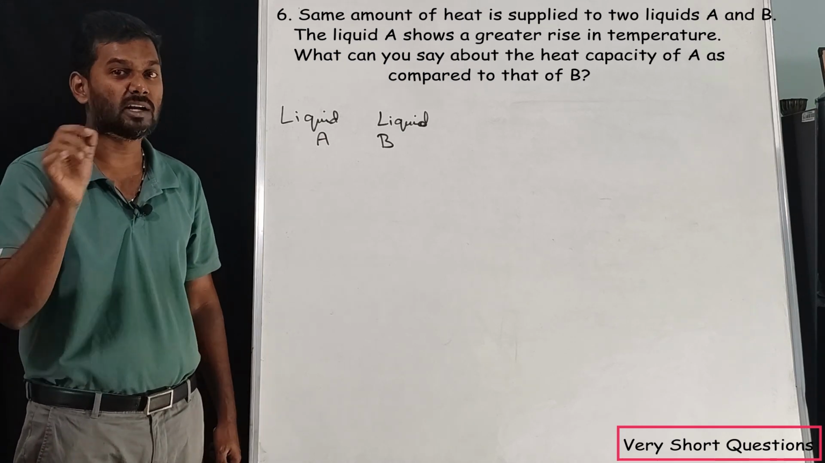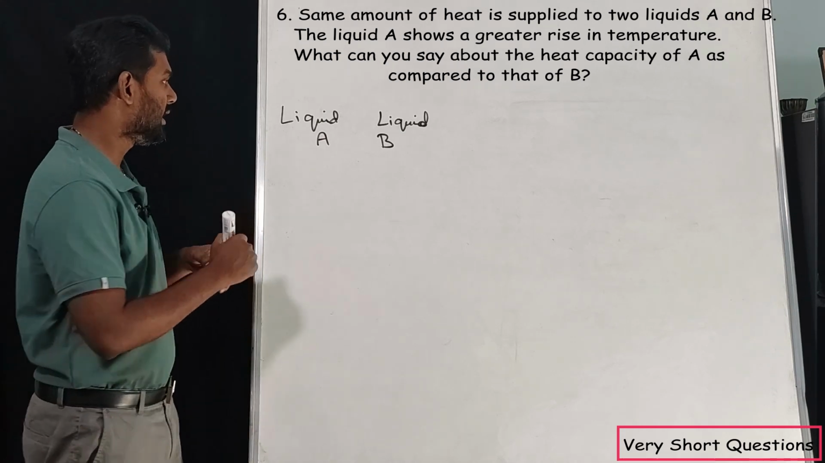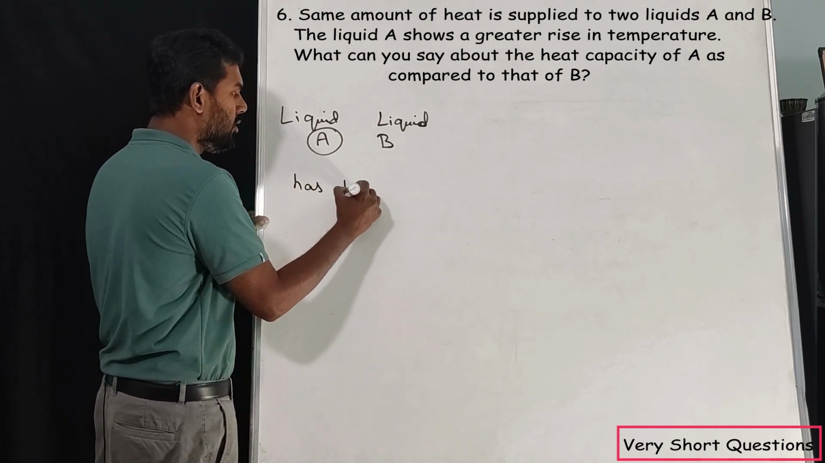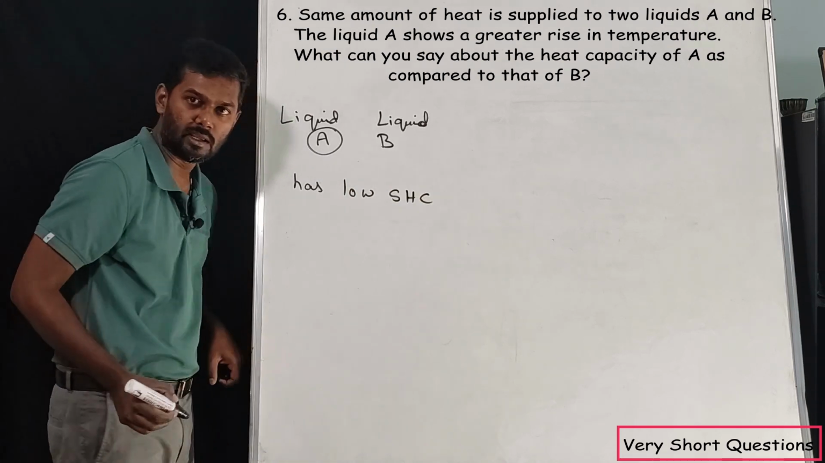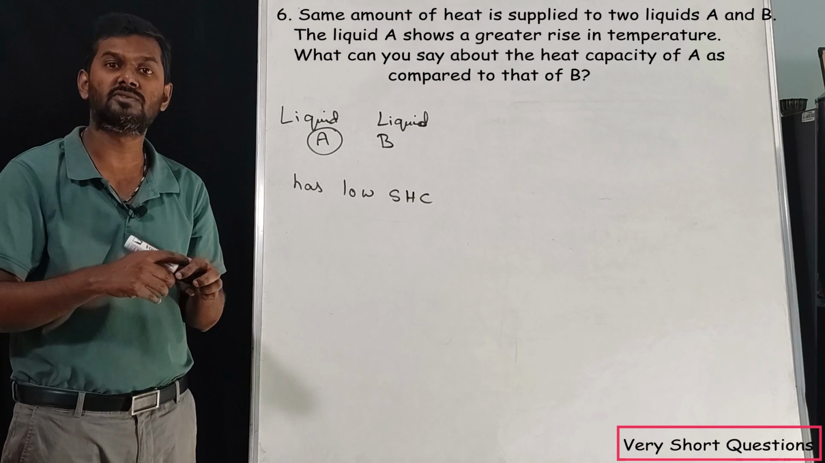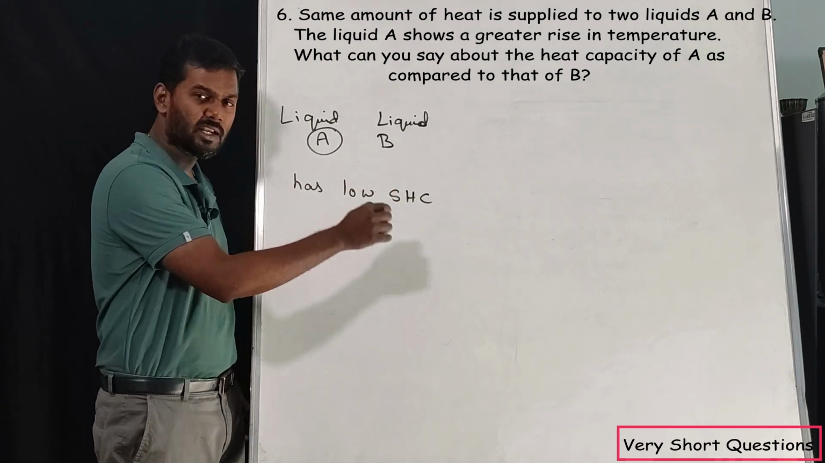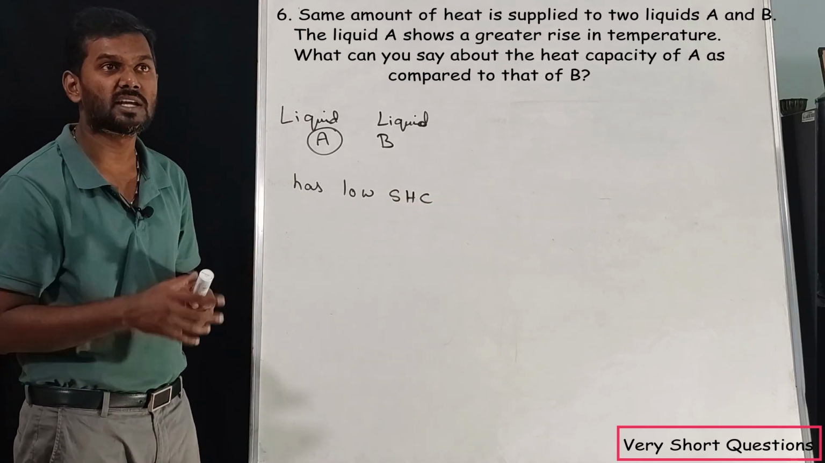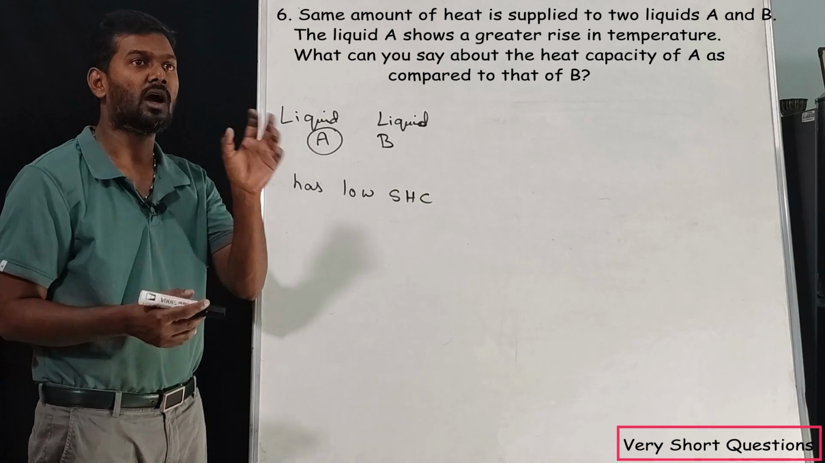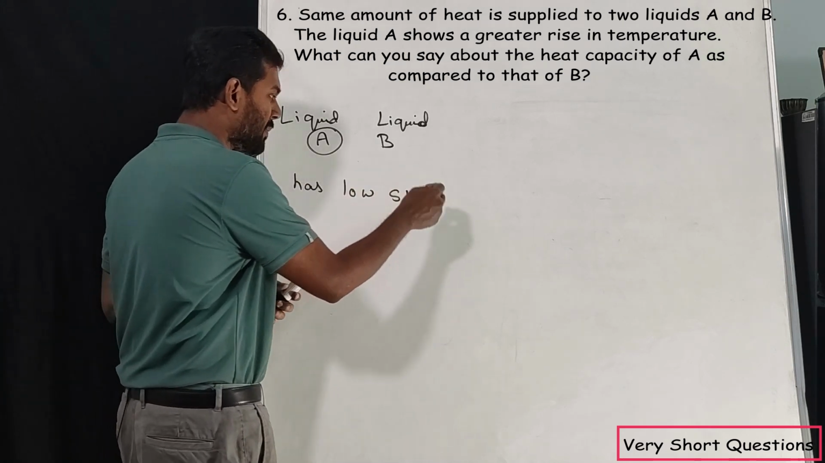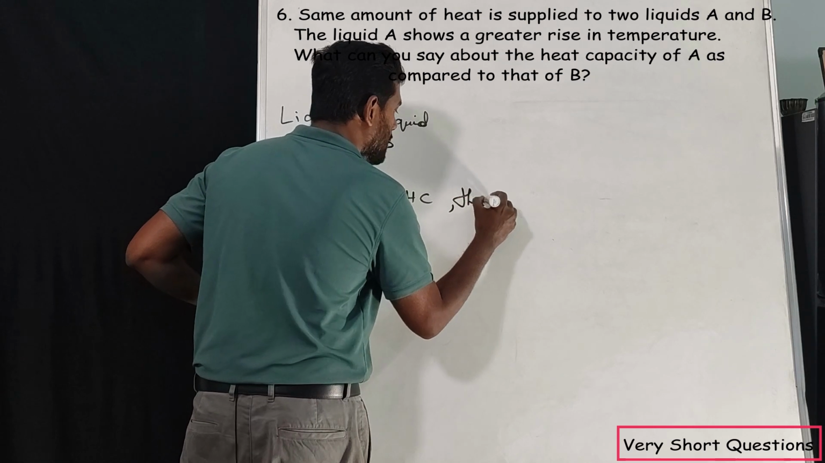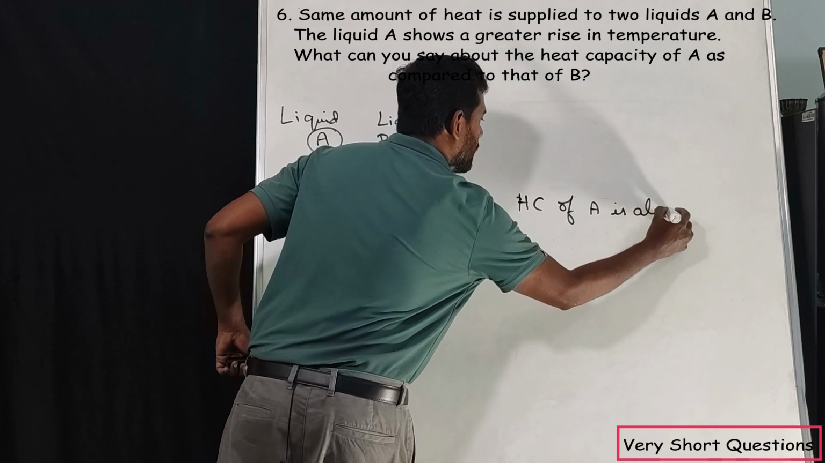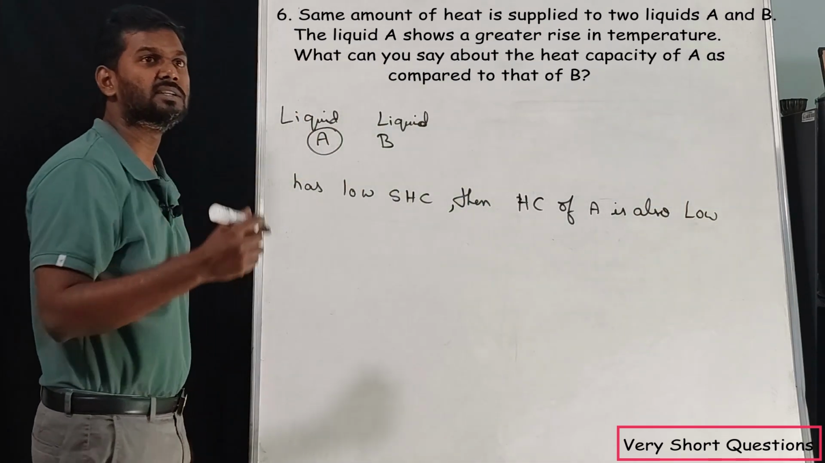that means that will have low specific heat capacity. So the liquid A has low specific heat capacity. See, whenever the temperature rises faster, that means it has low specific heat capacity. In the exam you should write in the expanded form. But in this question, are they asking about specific heat capacity? No. We have to talk about the heat capacity. If the specific heat capacity is low, then heat capacity of A is also low. So they are asking us to compare, right?